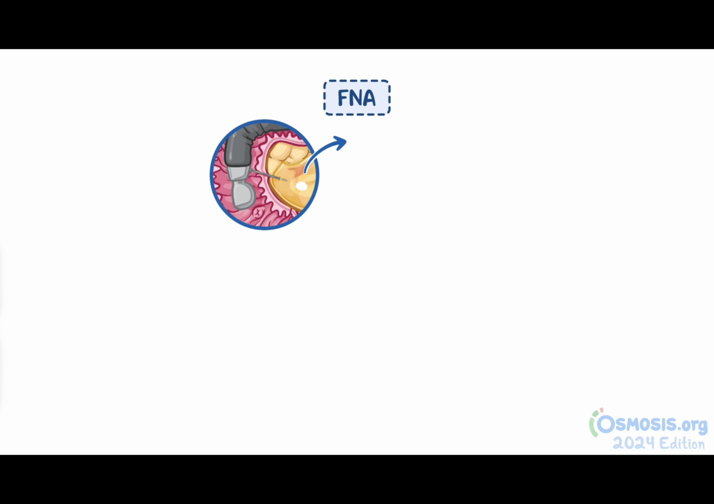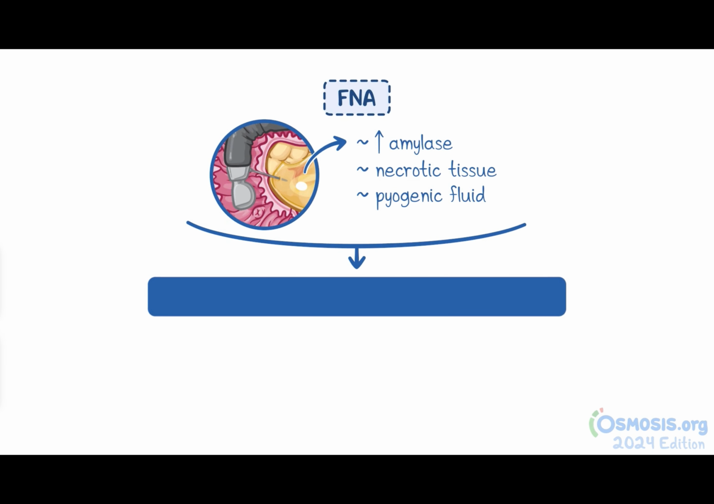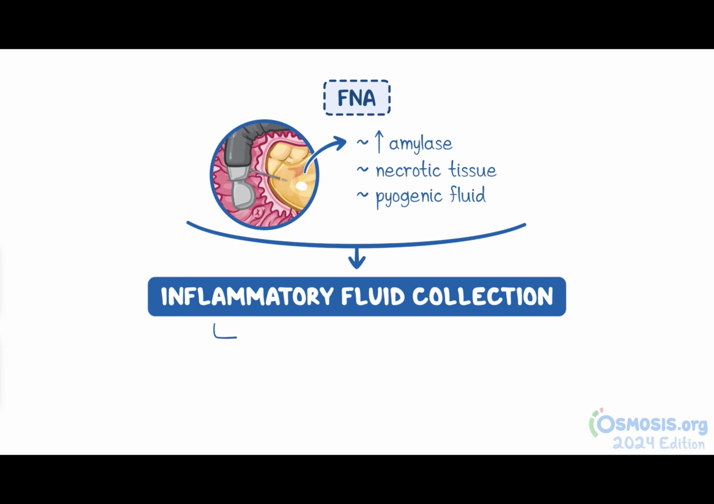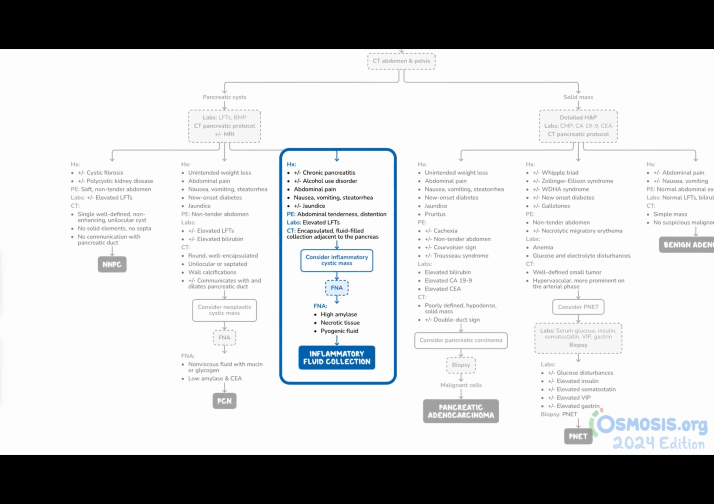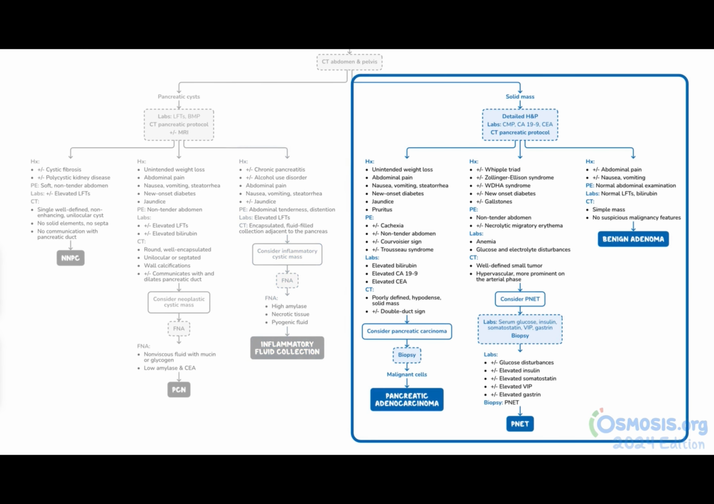FNA results that show high amylase, necrotic tissue, and pyogenic fluid are consistent with an inflammatory fluid collection, such as a pancreatic pseudocyst or a pancreatic abscess. Now that we've discussed the cystic lesions, let's move on to solid pancreatic masses.